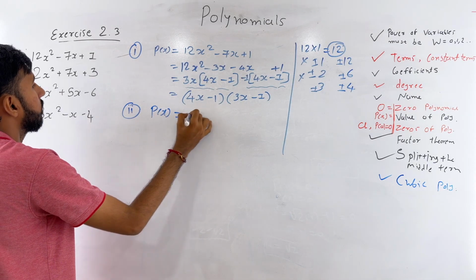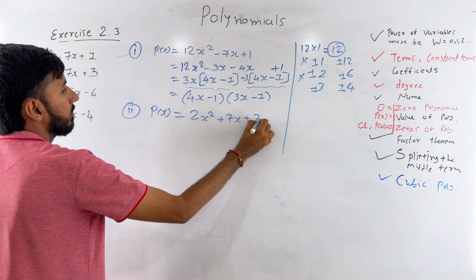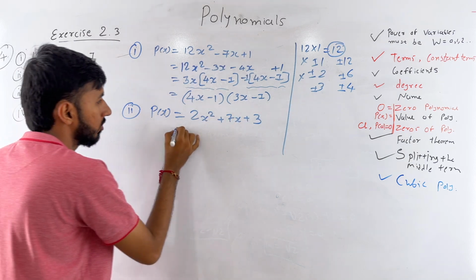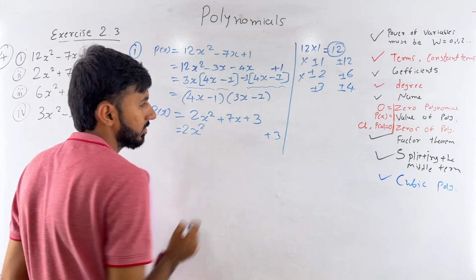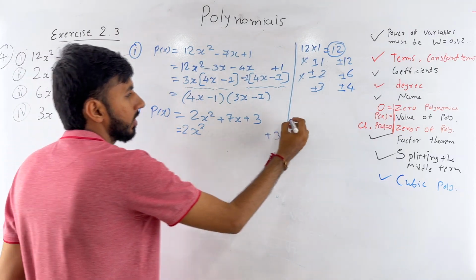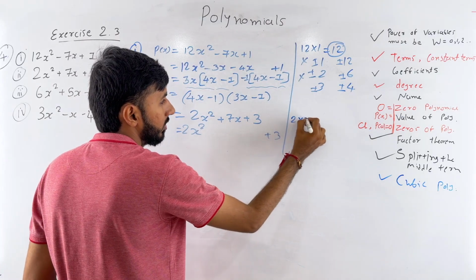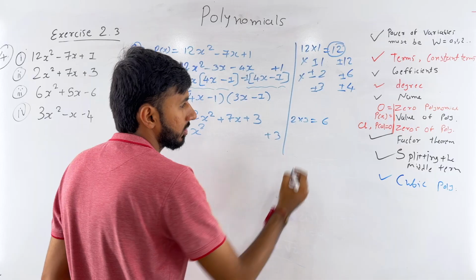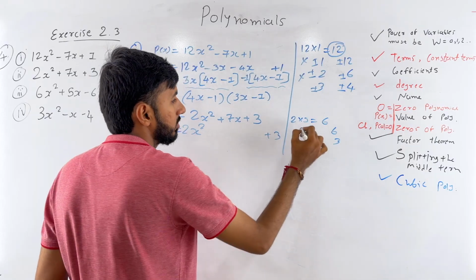Now I have p of x is equal to 2x square plus 7x plus 3, right? So my first step will be writing the first and last term as it is. Now for the middle term, I have to multiply the coefficient of x square and the constant term, that is 2 multiply 3. So it will be 6. Now the factors of 6: 1, 6, 2, 3, right? Plus or minus.